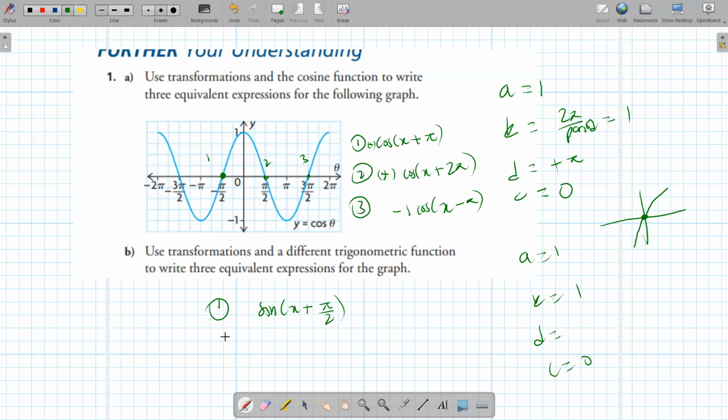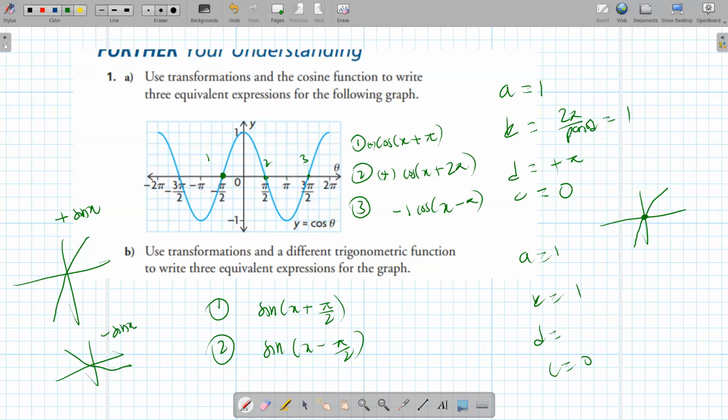What about the second one? What's the shift? Minus pi over 2. Exactly. So sine x minus pi over 2. Now remember this, just like with the cosine function, if it's going up from the axis of symmetry, it's going to be positive sine x. If it's going down, it's going to be minus sine x. The amplitude will be negative. That's why if we're using this point, this is going to be a negative here.